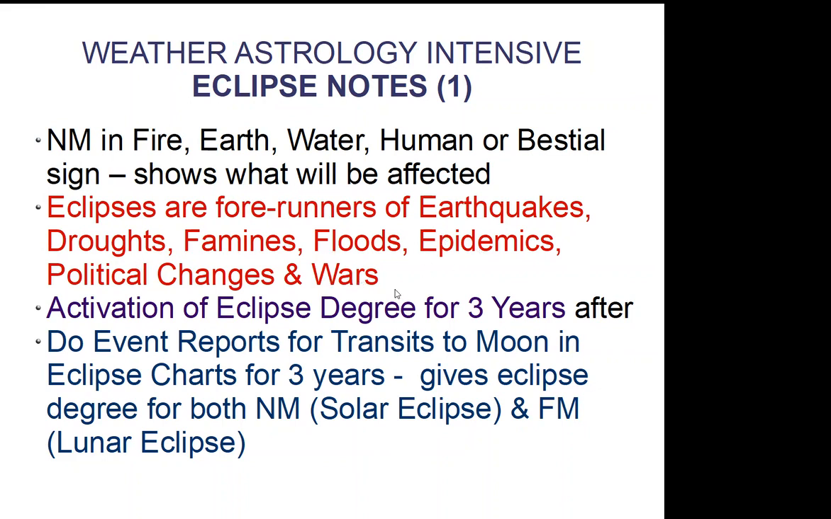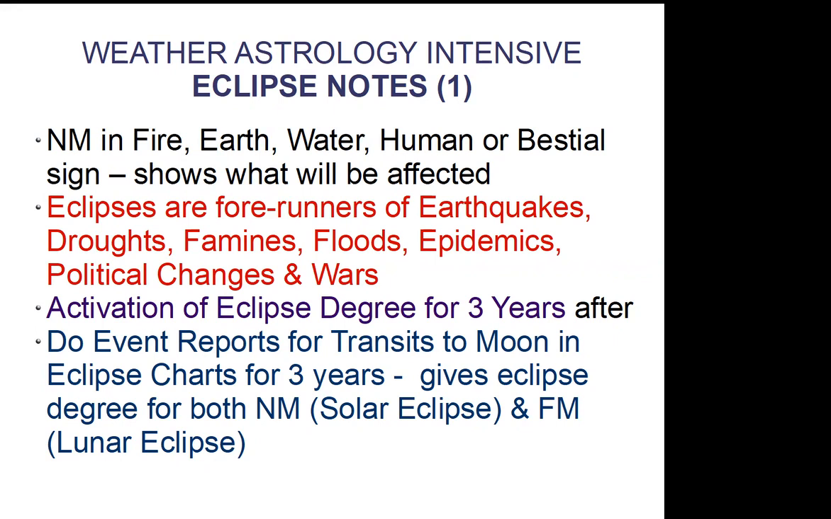That's what McCormack wrote. Activation of the eclipse degree for 3 years after. So you note that degree, and when you see in your chart a big bunch-up of planets on that degree, then know that they're sitting on a highly sensitive degree. And that's why I've given you an eclipse list. And then you can do an event report for transits just to the moon, because how do you get the transits to the eclipse?